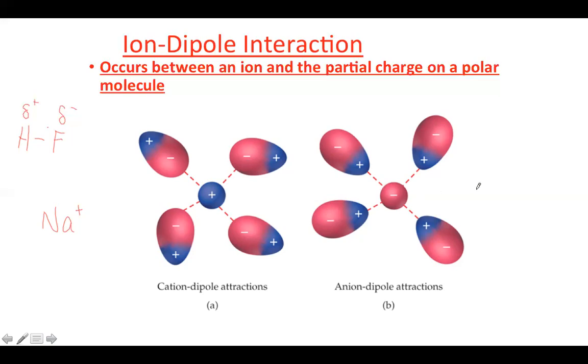Whereas if we looked at the other side over here, so say we're looking at Cl minus, which is now the ion we have in there. Cl minus and HF would have ion dipole interactions, and in these cases, the H atoms in HF would orient themselves closer to the negative anion, so that's the Cl minus ion.